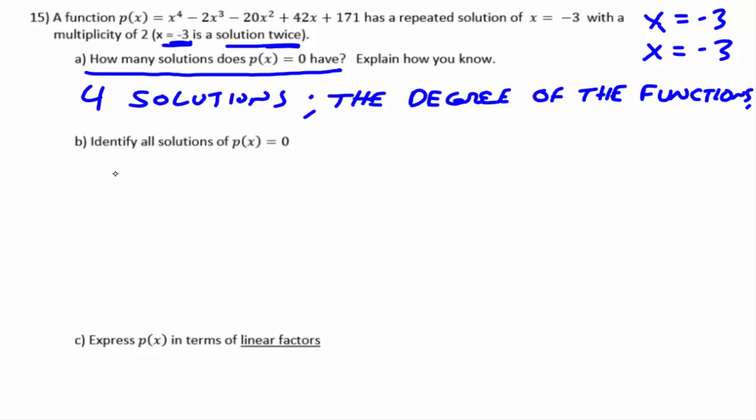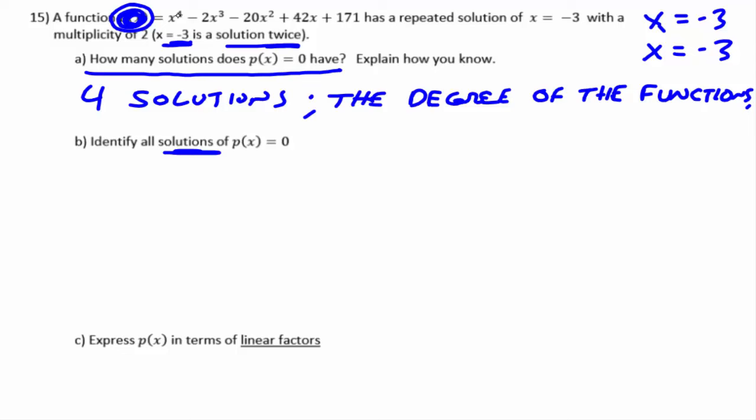All right, so identify all solutions of p of x equals 0. That means solve, basically solve for x. Solutions of p of x when it equals 0. So we're going to say p of x equals 0. 0 equals this. We're going to put a 0 in there, right? Make that equal to 0.